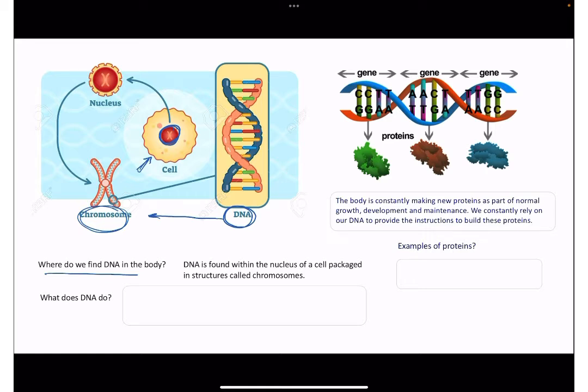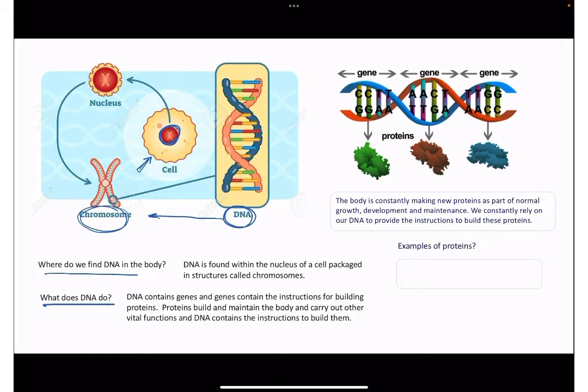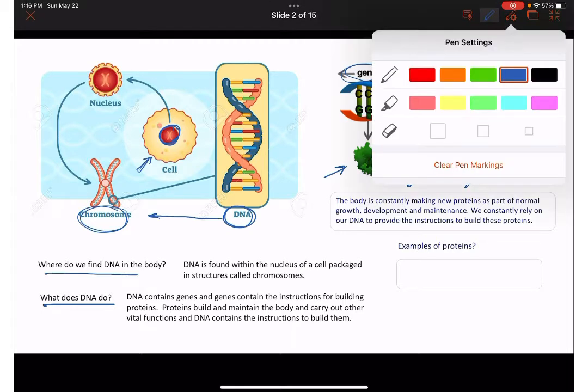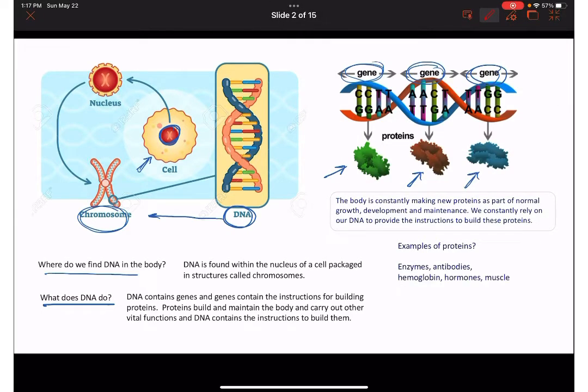Next question. What does DNA do? Well, DNA contains genes. And genes contain the instructions to build different proteins. What are some examples of proteins in the body? And these are all proteins that we've talked about thus far. Enzymes, antibodies, hemoglobin molecules, hormones, muscle tissue. These are all examples of proteins.